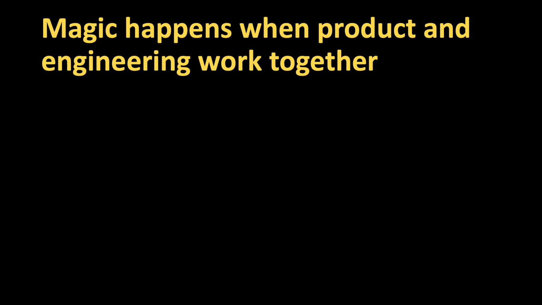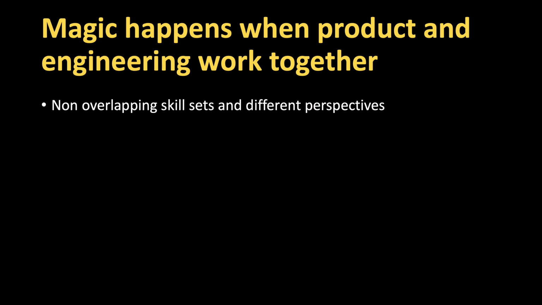And so to conclude this, remember that magic happens when product and engineering work together, because these are non-overlapping skill sets from different perspectives. Even if you become a really good engineer, you may be working with a product counterpart who has skills that you'll never develop, and vice versa. And because the skill sets are non-overlapping, you can bring to the table different perspectives and skills to solve the problem in a way that individually none of you could solve.